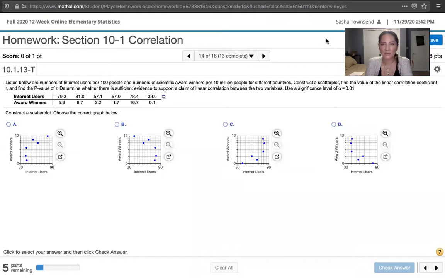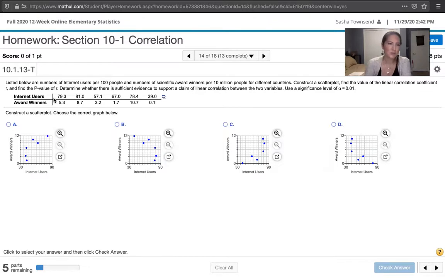We're asked to construct a scatter plot, find the value of the linear correlation coefficient R, and find the p-value of R. Then we're asked to determine whether there is sufficient evidence to support a claim of a linear correlation between the two variables. And we're asked to use a significance level of alpha equals 0.01. So I have this data set. It's actually pretty small. I've got 1, 2, 3, 4, 5, 6 ordered pairs here.